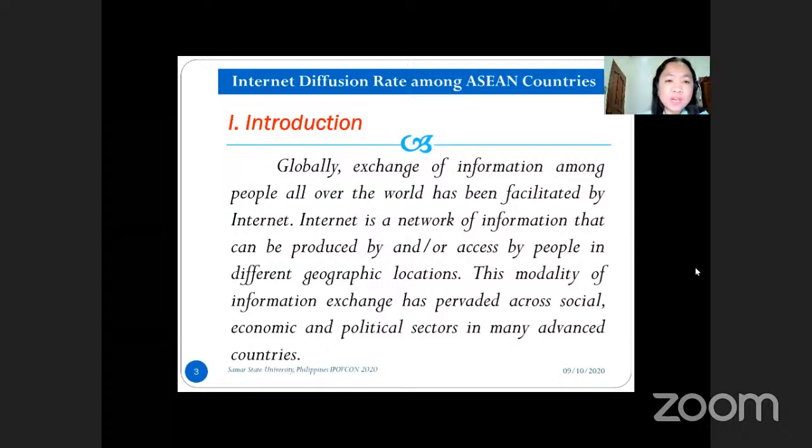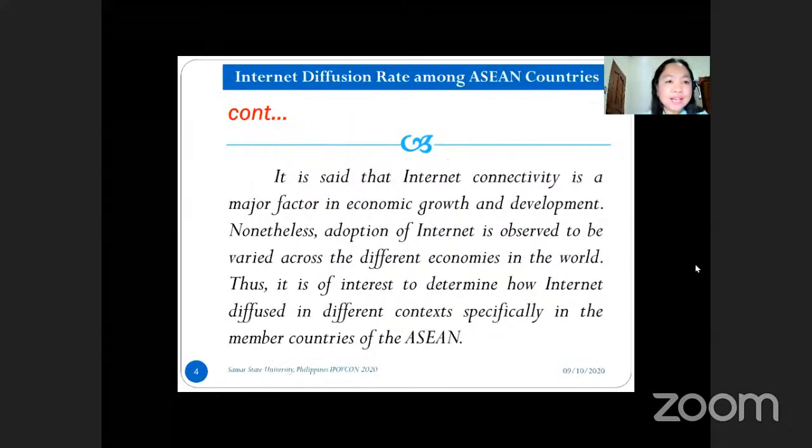The internet is a network of information that can be produced by and/or accessed by people in different geographic locations. This modality of information exchange has pervaded across social, economic, and political sectors in many advanced countries. It is said that internet connectivity is a major factor in economic growth and development. Nonetheless, adoption of the internet is observed to be varied across the different economies in the world.